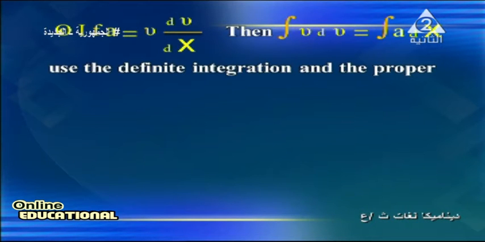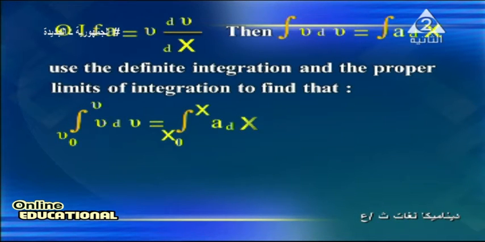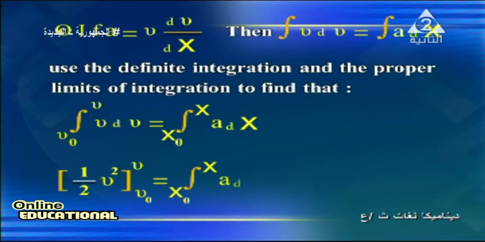Now, if the acceleration a equals v dv/dx, then the integration of v dv equals the integration of a dx. Use the definite integration and the proper limits of integration to find that the integration of v dv from v naught to v equals the integration of a dx from x naught to x. The integration of v is half v power 2. Then half v power 2 from v naught to v equals the integration of a dx from x naught to x.